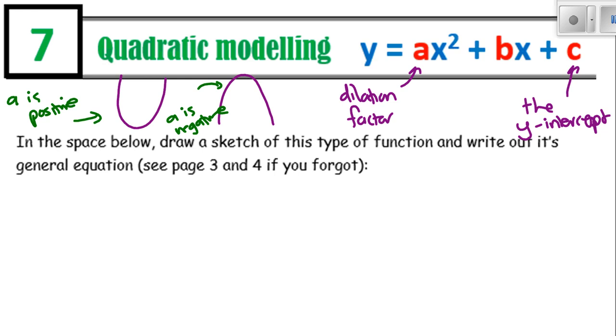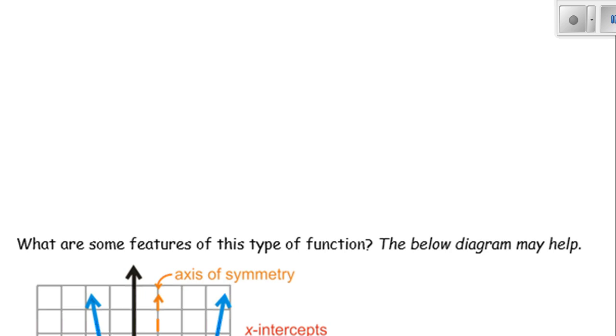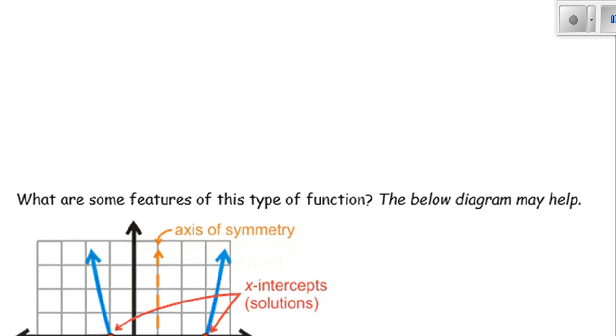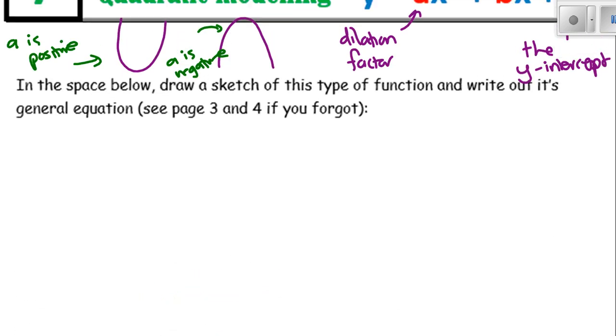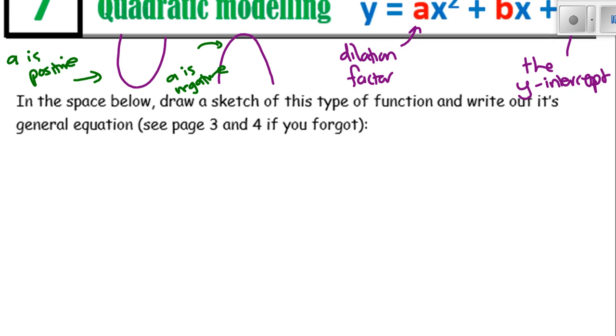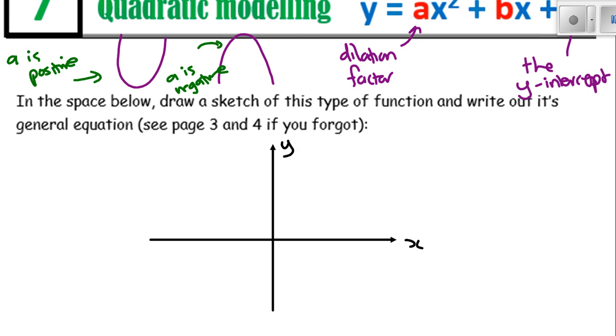So in the space below, draw a sketch of this type of function and write out its general equation. See page 3 or 4 if you forgot, but I've also pasted it in your title. Then you'll be asked, what are some of the features of this type of function? And I'll put in a diagram to help you. So let's just practice doing a little sketch of one. Draw a very vague coordinate plane if you want. Your x-axis, your y-axis. Just getting used to the idea that we deal with x-axes and y-axes and what we call a coordinate plane.